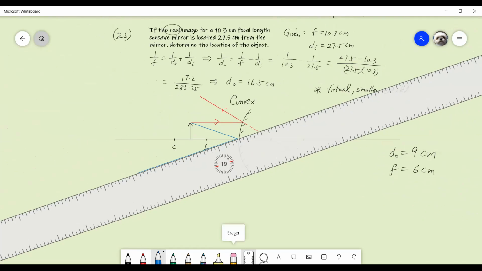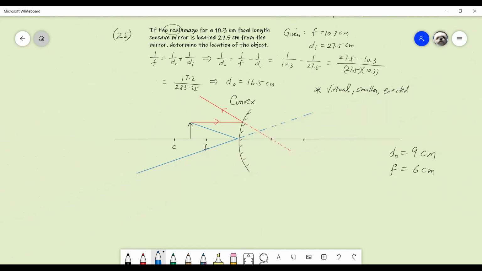Now I will need to extend it, so I'm going to extend it first. The light is coming in and reflecting out, right? Now you see that this line and this line never form an intersection. They are reflecting light waves, so I have to extend them to the other side. Where's the intersection?